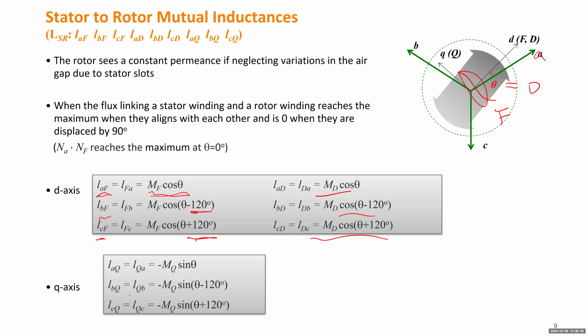For the Q axis, Q is lagging D by 90 degrees. If the rotor revolves counterclockwise, it will face D first, then after 90 degrees, it will face Q. So you need to add a negative 90 degree phase. That will be negative sine theta. If you define the Q axis to be leading D instead of lagging D by 90 degrees, those negative signs will become positive signs.